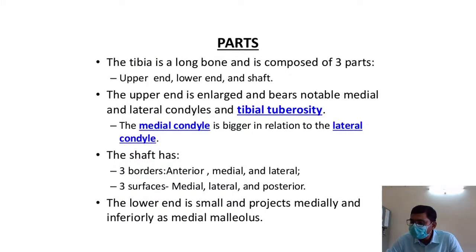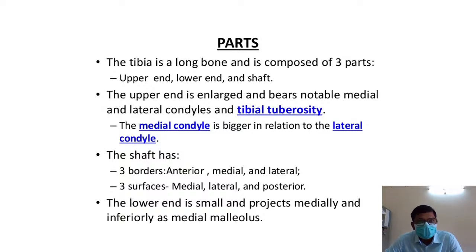Now let us see the parts of the tibia. The tibia is a long bone and is composed of three important parts: an upper end, a shaft, and a lower end. The upper end is enlarged and bears notable medial and lateral condyles and also a tibial tuberosity. The medial condyle is bigger in relation to the lateral condyle of the tibia.